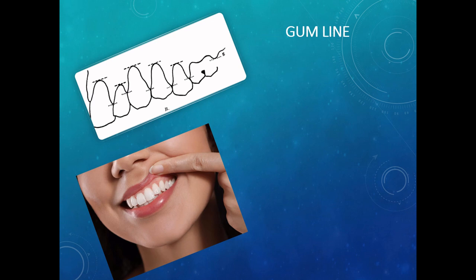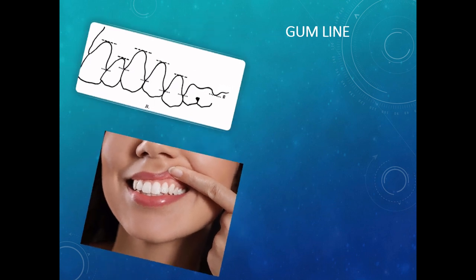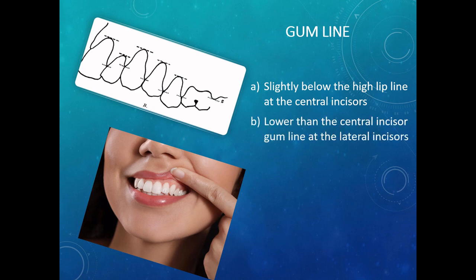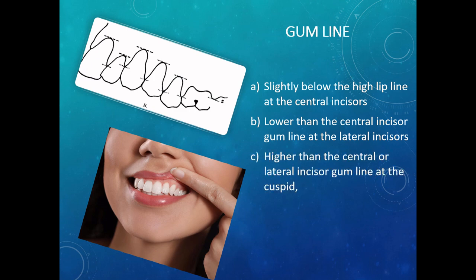So it should be slightly below the high lip line at the central incisors, and it should be lower than the central incisor gum line at the lateral incisor. That means the lateral incisor gum line should be lower than that of the central incisor and higher than the central or lateral incisor gum line at the canines, and it should be slightly lower at the canine than at the bicuspid, and variable for bicuspids and molars. So these are the general rules.